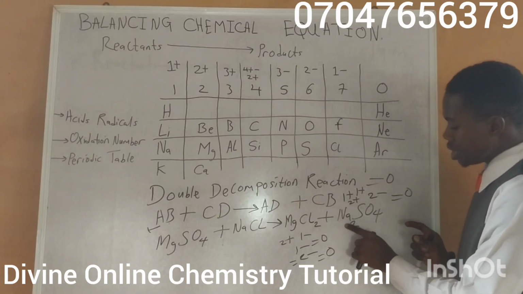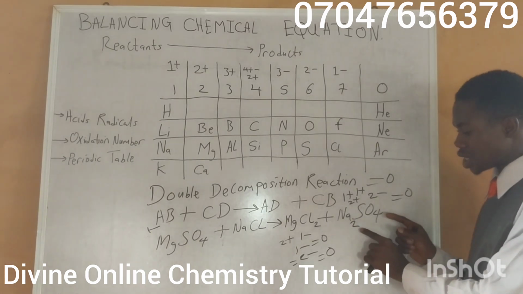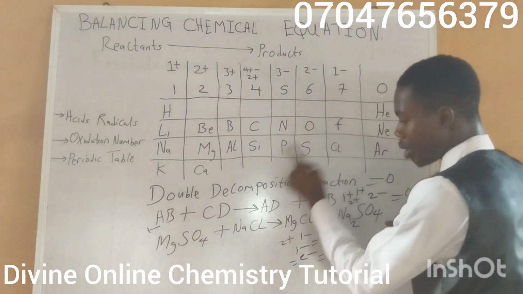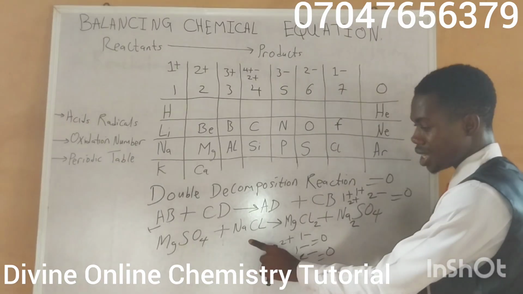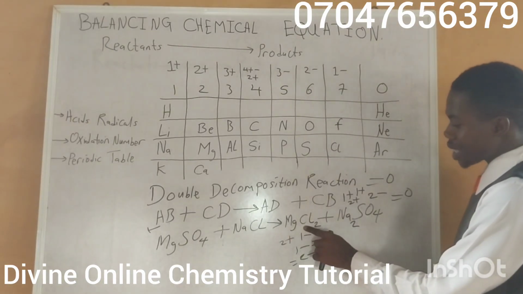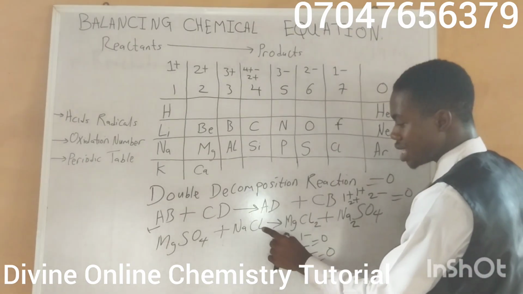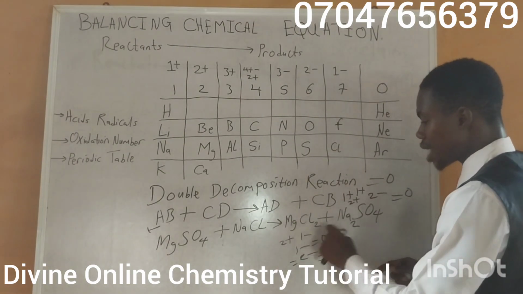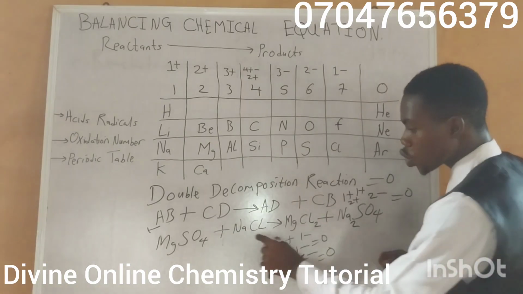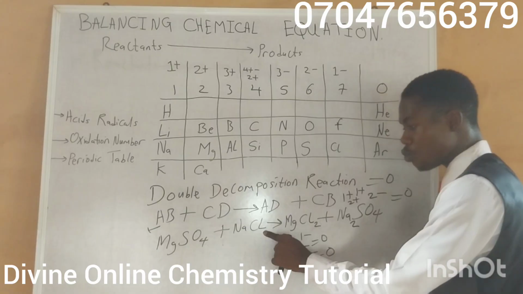Now, we have MgCl2 plus Na2SO4 as our product. Now, the number of atoms of sodium at our product side is 2. But if you come to our reactant side, the number of atoms of sodium is 1. And if you come to our product side, the number of chlorine is 2. And if you go to our reactant side, it is just 1. Which means we have to make everything balanced. Which means sodium here will be 2, and chlorine here will also be 2.